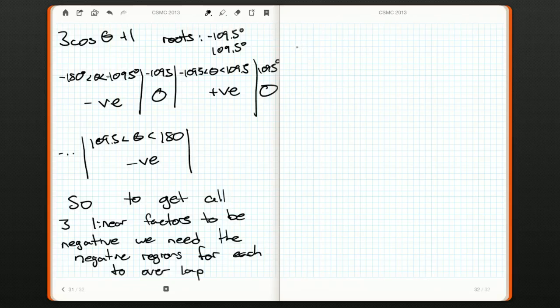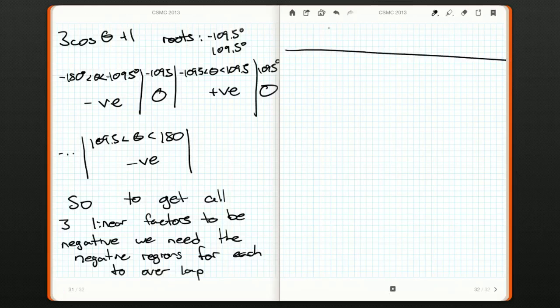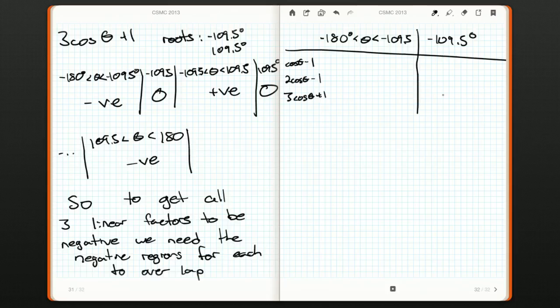I'm just trying to think how best I want to write it, because clarity is key in these questions. So what I might do is make another chart. I want to be absolutely clear, and we'll just make it a very big, long, multi-line chart. It's probably something I could have done at the start, but I didn't. Cos theta minus 1, 2 cos theta minus 1, and 3 cos theta plus 1, and their product.